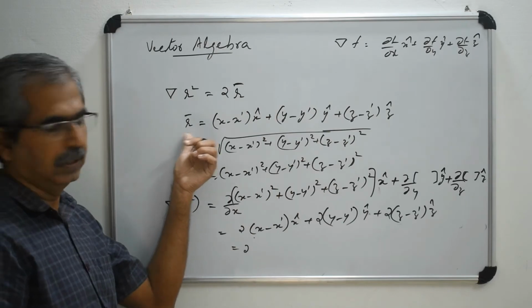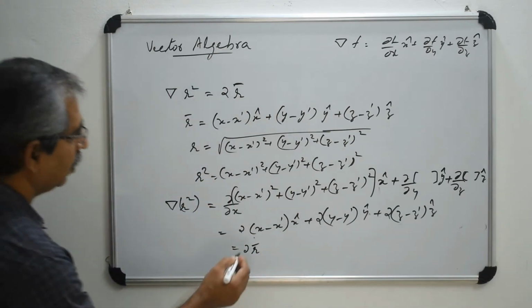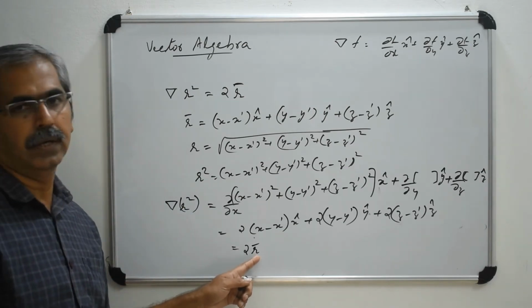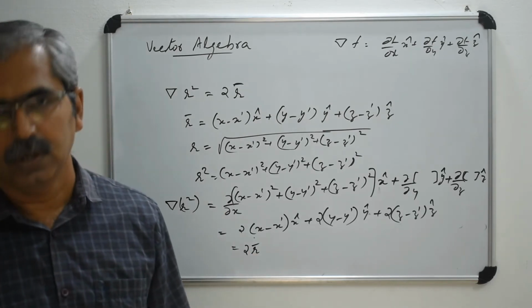So that is equal to the separation vector r. Okay, so del of r square is obtained as 2 into r bar, the separation vector. So that is the first part.